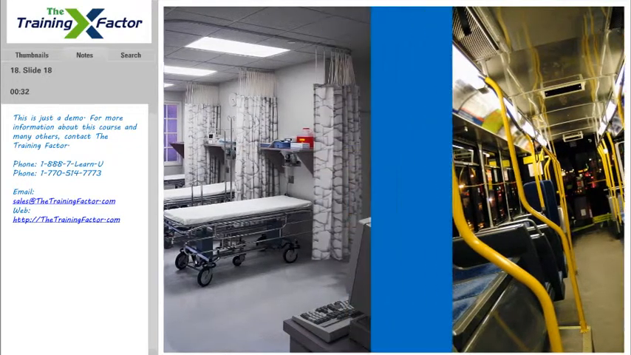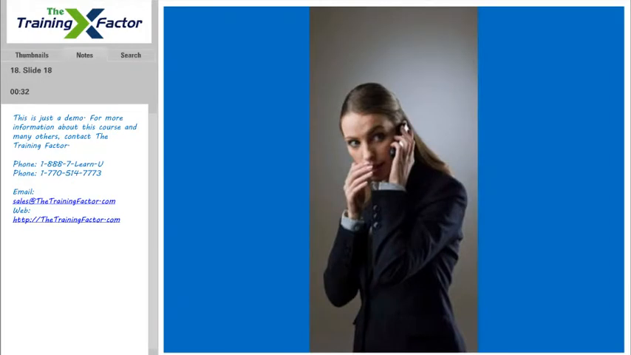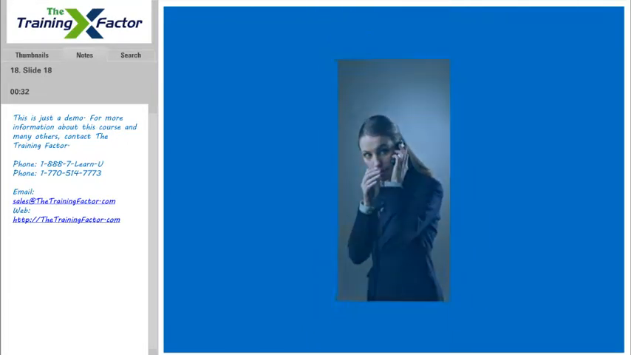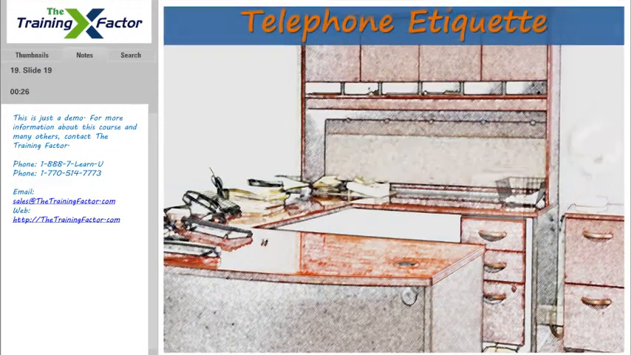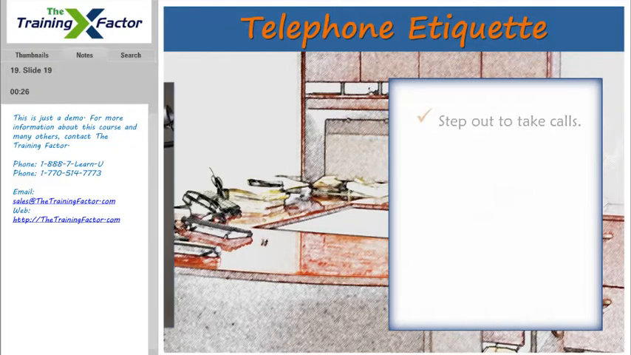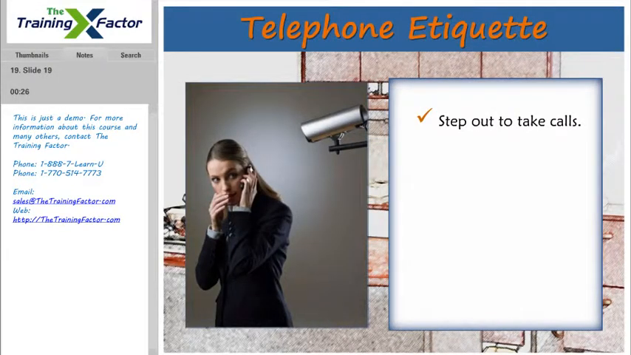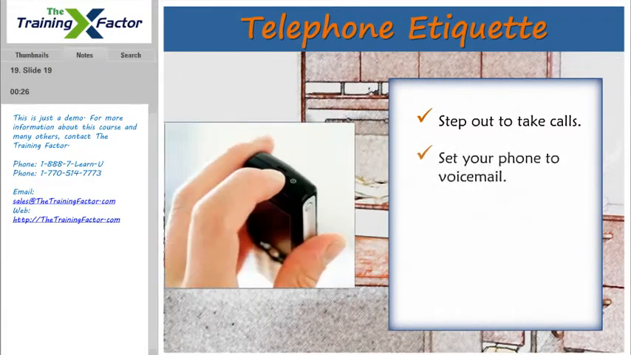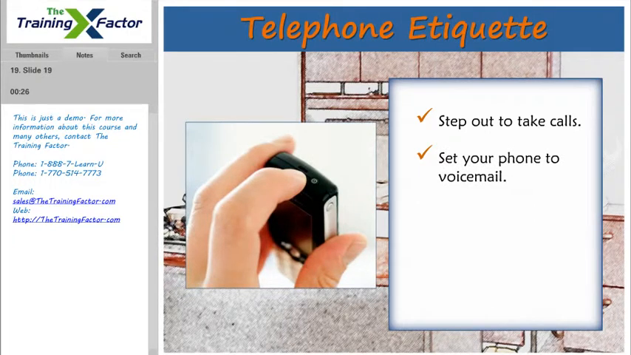Don't talk on a cell phone in a public place. A good rule to keep is the 10 feet rule. Answer calls at least 10 feet away from the next person. If you really have to take a call in public, step out or to a secluded area to take that call. You can also set your phone to voicemail when going out in public.